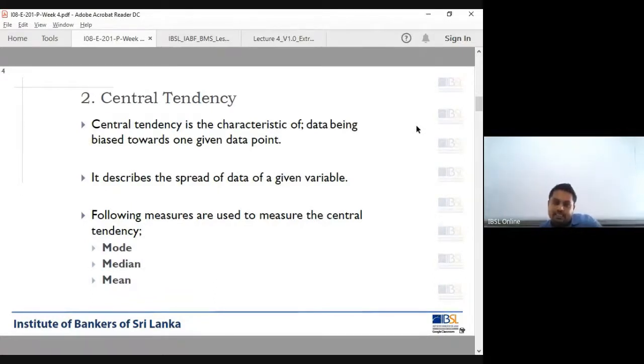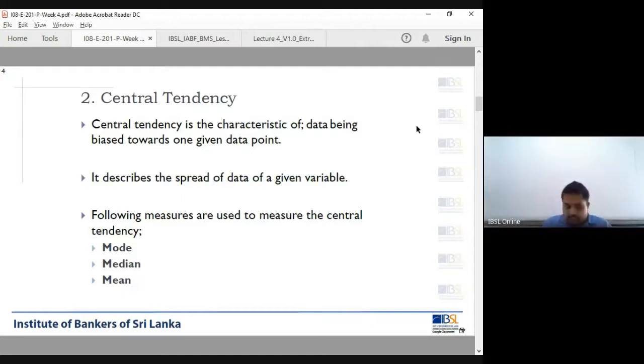We come to the point on central tendency in this slide. Now, central tendency is the characteristic of data being biased towards one given data point, more or less one central or one middle point. It might not always be the middle point, maybe just one given point. It describes the spread of data of a given variable. Let's say a variable of 50 students in a given class, and I'm interested in their weights. So what I want to do is to get an understanding of the students' weight, how heavy they are. Let's say I need to put up some new chairs, and then I need to estimate the endurance of the chairs. Let's say I'm going for a cost-effective chair. Still, I want to get an understanding of how much weight can be borne by a chair. For that study to be done, I am looking at analyzing the weight pattern of the students.